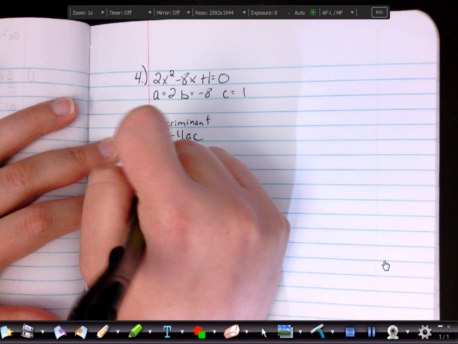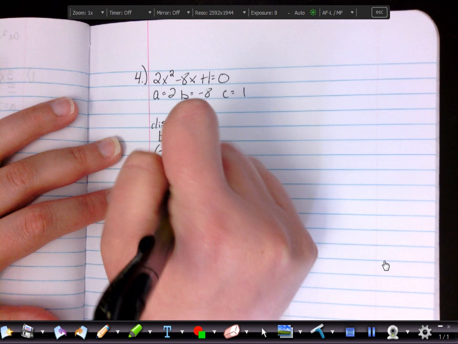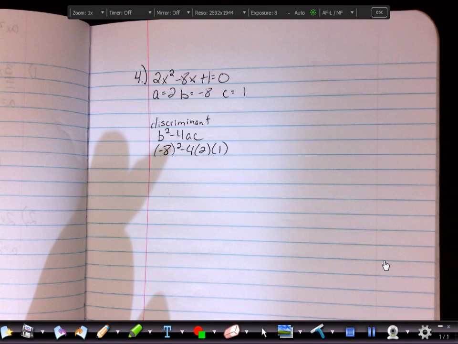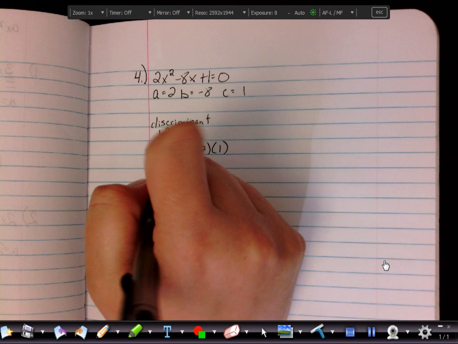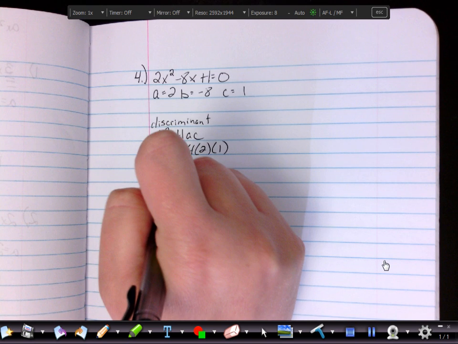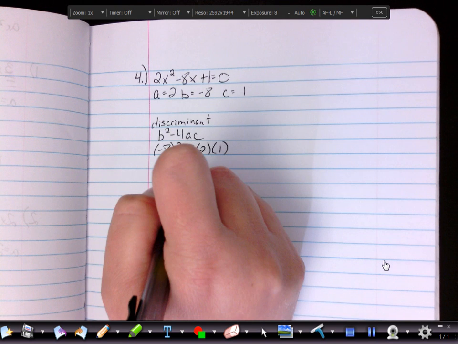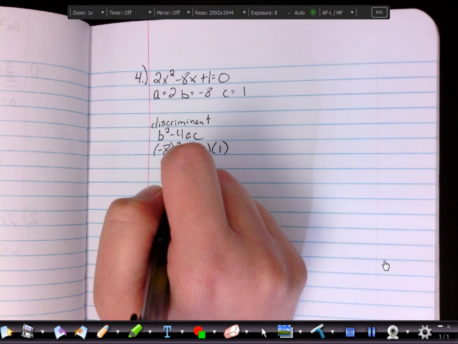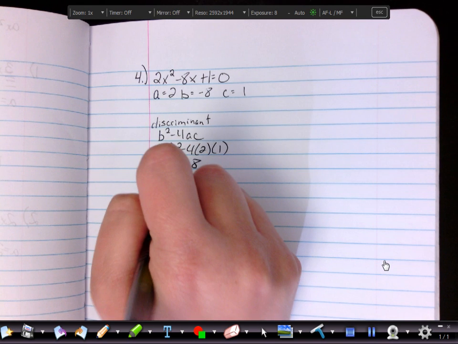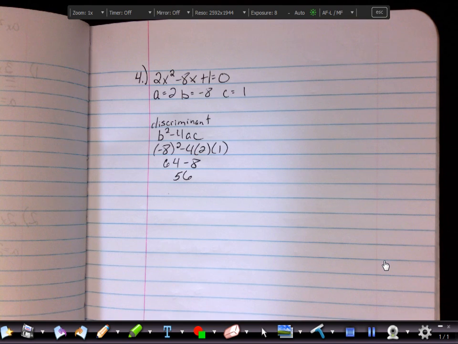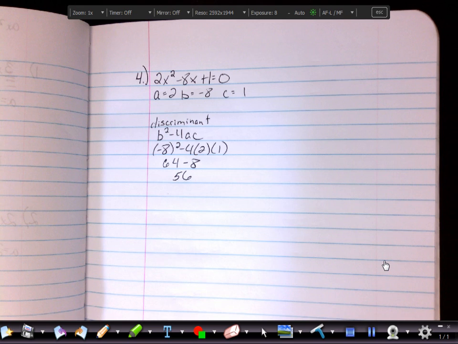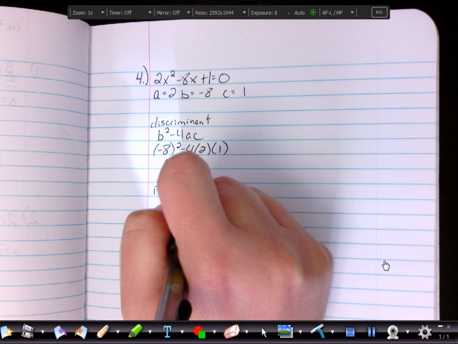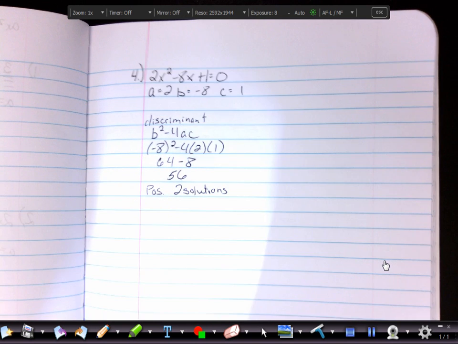So we're going to plug that in and say negative 8 squared minus 4 times 2 times 1. Negative 8 squared is 64. 4 times 2 times 1 is 8. And 64 minus 8 is 56. So since that 56 is positive, that tells us that we're going to have 2 solutions. So on 1, 2, and 3, this is where we got to stop.